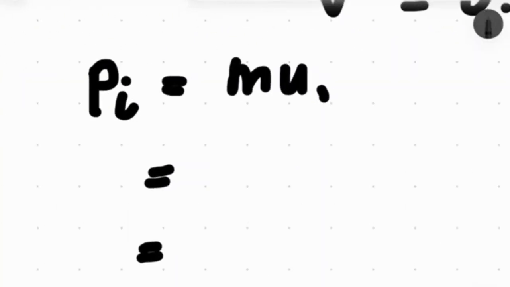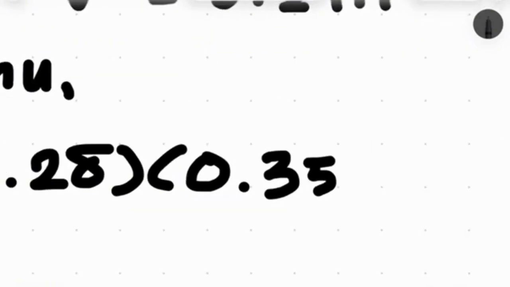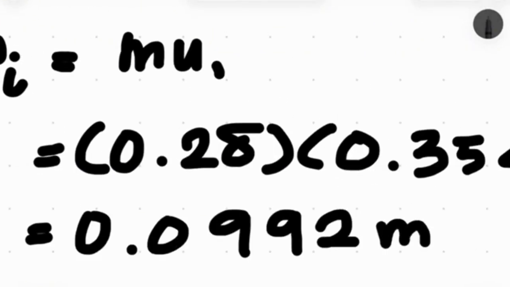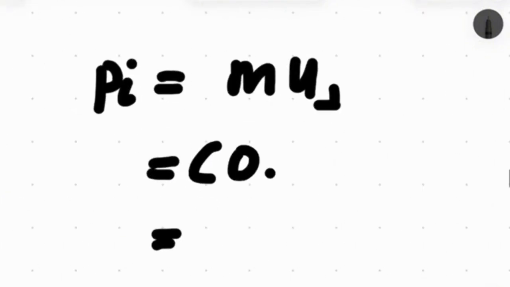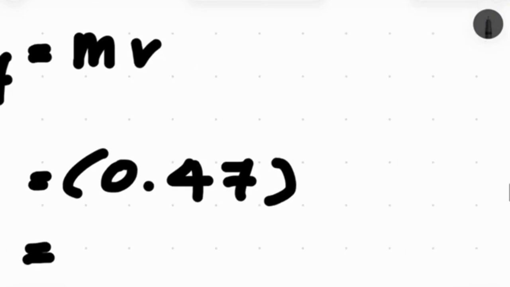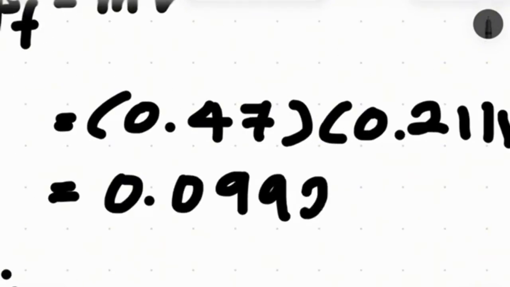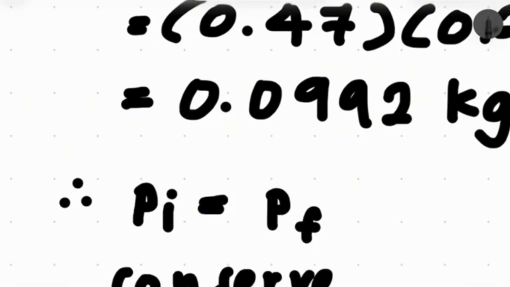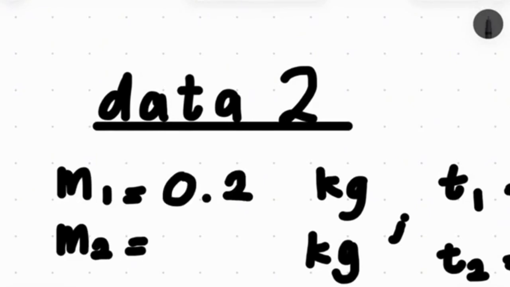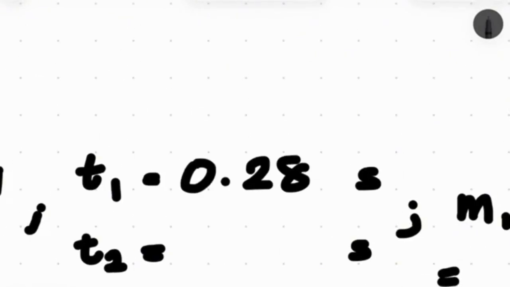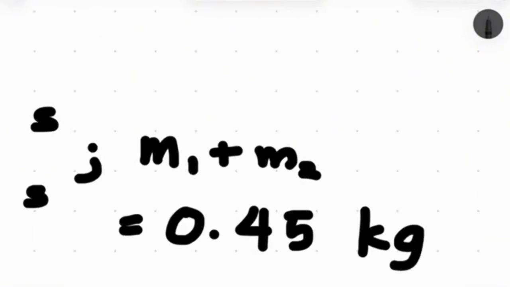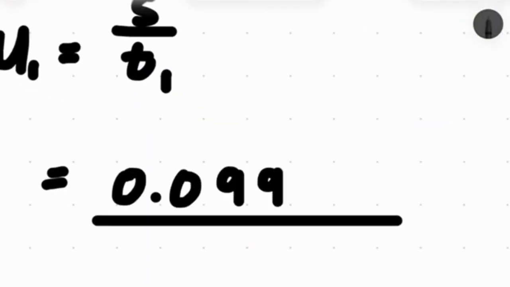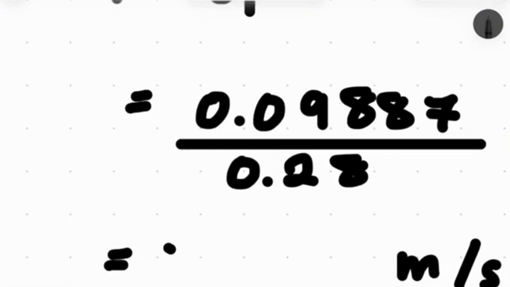After that, we need to calculate the initial momentum with the formula of mass multiplied by initial velocity, and the unit is kg·m/s. Lastly, we have to find the final momentum with the formula of total mass multiplied by final velocity. The initial and the final momentum are the same, which means it is conserved. Next is data 2. For all the calculation, it is the same. We have to find the initial velocity, final velocity, initial momentum, and the final momentum.